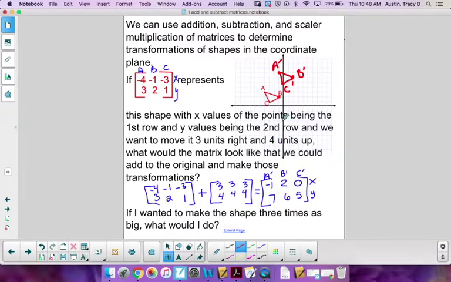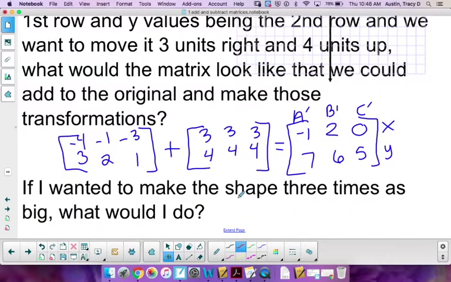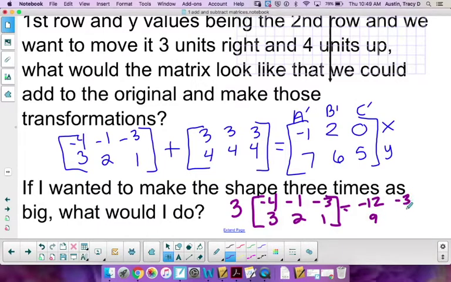Okay. If I wanted to make this triangle 3 times as big, right, instead of moving it back and forth, up, down, back and forth, what would I do? Well, we called scaling a dilation. So if I wanted to make it 3 times as big, I would multiply it by 3. I would multiply the whole matrix. And what I would get would be my original triangle stretched 3 times bigger. So negative 12, 9, negative 3, 6, negative 9, 3.